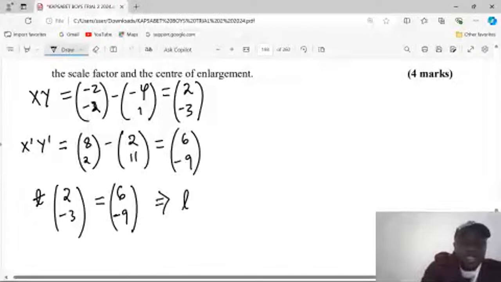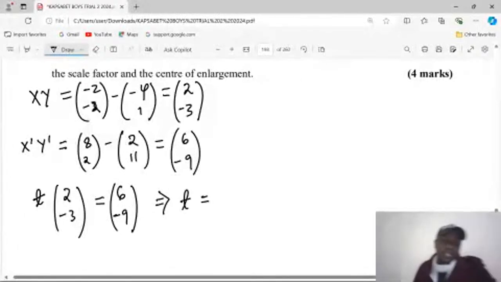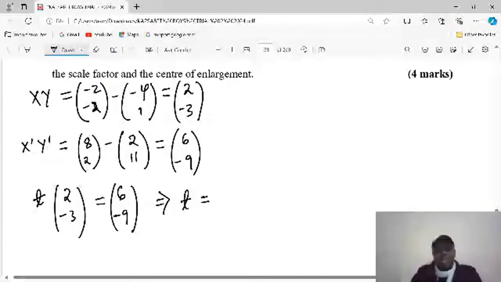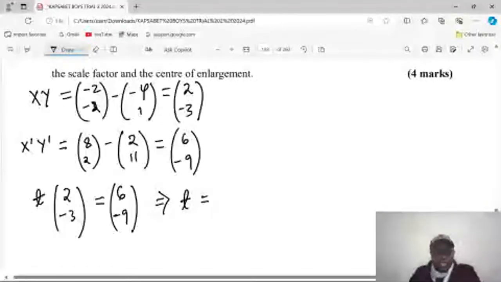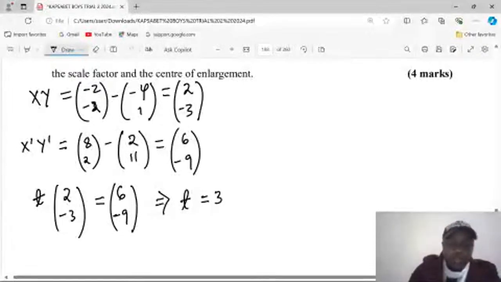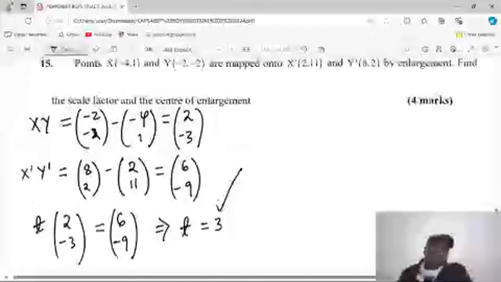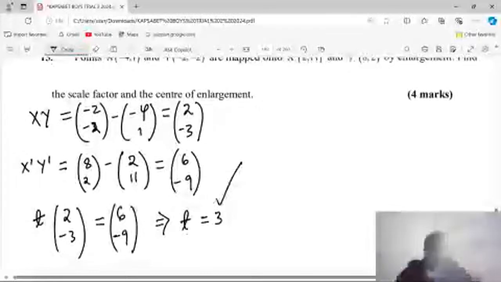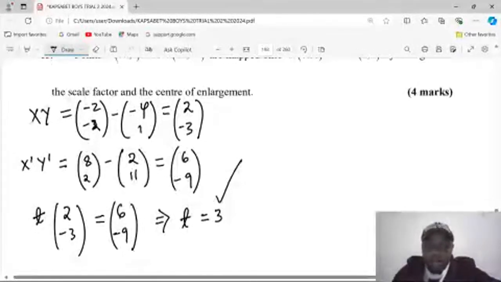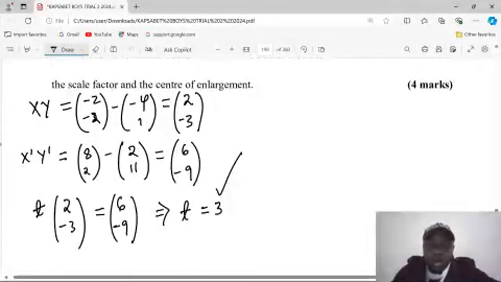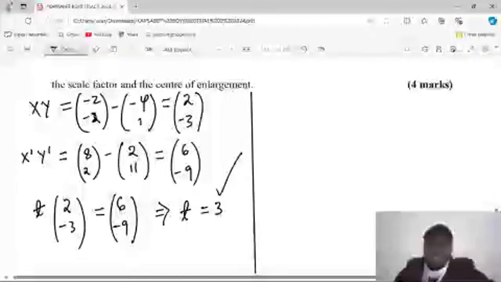So following the x components, 2t equals 6. I'm getting again -3t equals -9, and it confirms that t equals +3. So we are having a positive scale factor of 3.